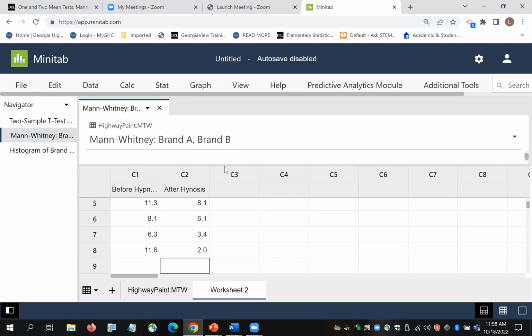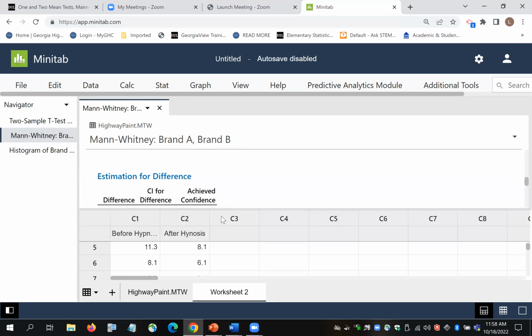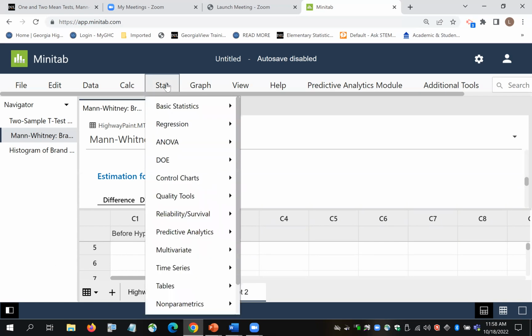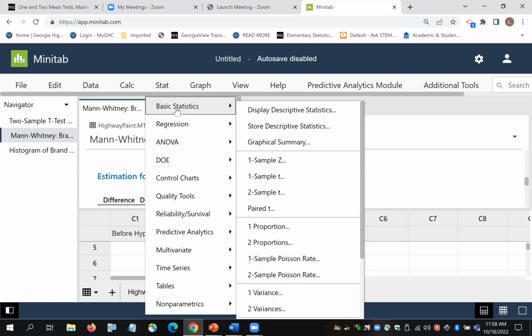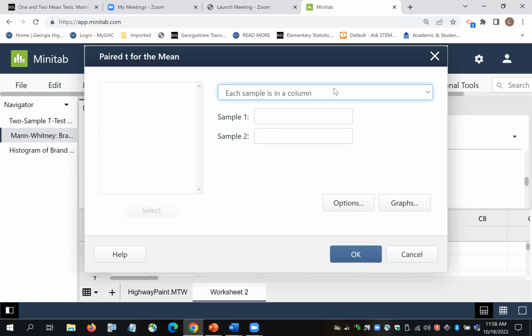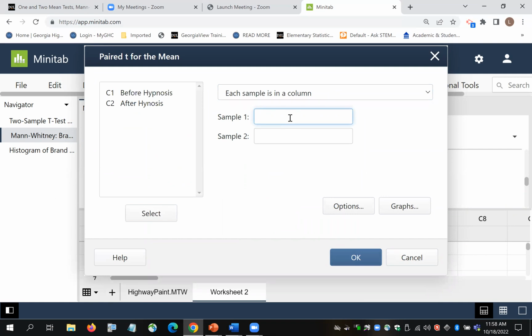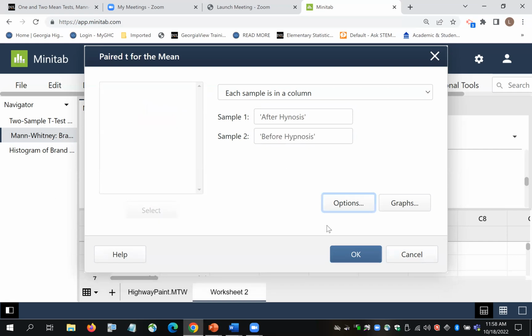Okay, so we have the before and the after entered. Now, Minitab is going to calculate, because really what we need are the differences between those two. Okay, but Minitab is going to do that for us. So we go to Stat, Basic Statistics, Paired t. These are paired. Each sample is in a column. Again, because we're looking for it being lower after hypnosis, after becomes our sample 1, before is our sample 2.